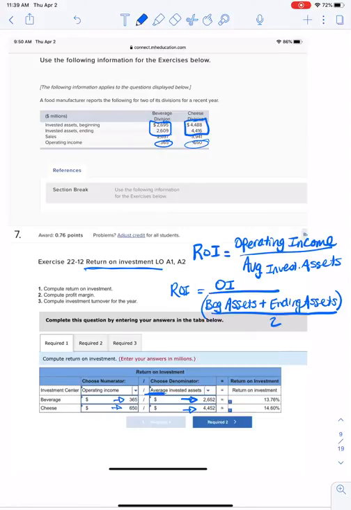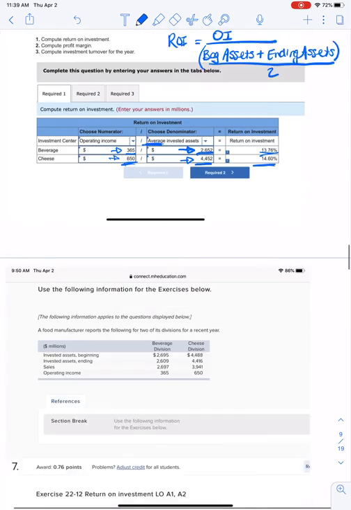Now that we've done the hard part of getting this average on the bottom, it's just a matter of division. So 365 divided by 2652 gives you 13.76%, and 650 divided by 4452 will give you 14.6%. So now we've calculated our return on investment. Now it's time to look at profit margin.